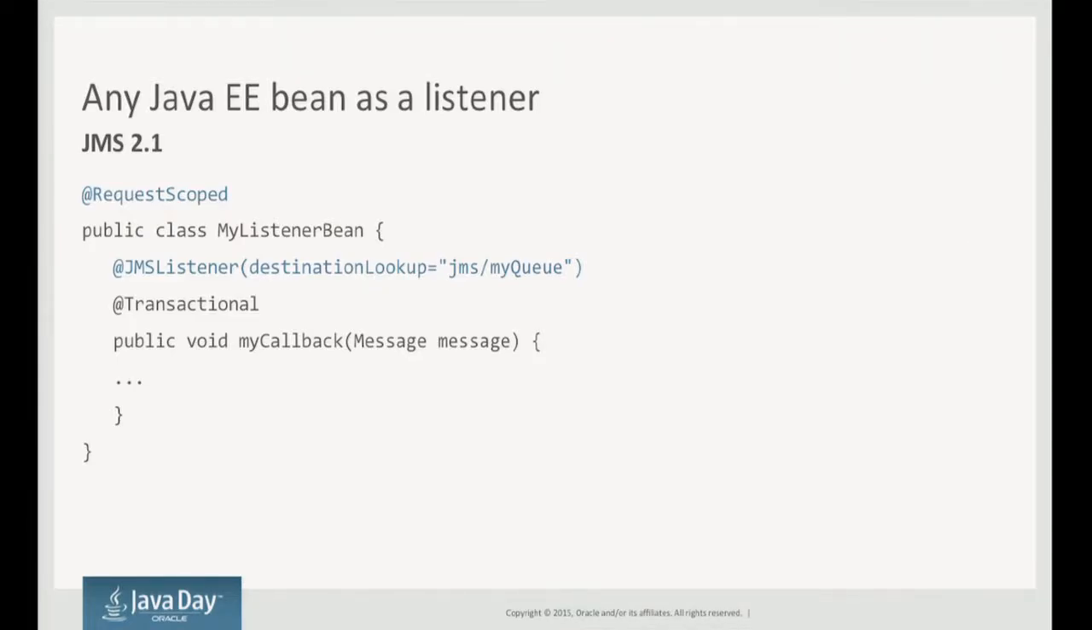So I've annotated the method myCallback. You can call it anything. I've applied a transactional interceptor to it, which you can do. And it takes as its argument the incoming message. Now, because we're using CDI here, I could have other arguments to this method as well. I could pass in contextual information with arguments that are injected using CDI injection to give you even more flexibility. So this is a lot simpler and a lot more convenient than what we have with message-driven beans.